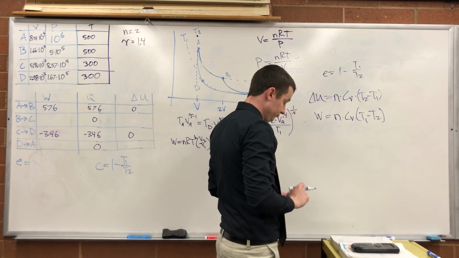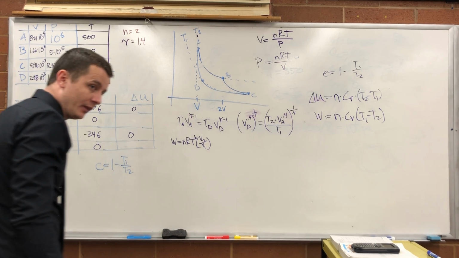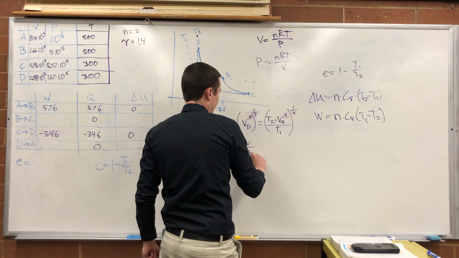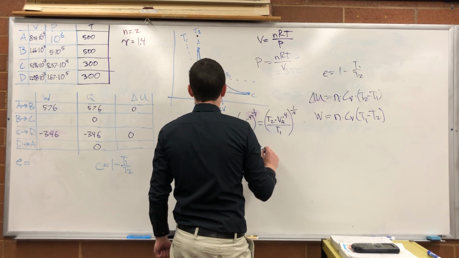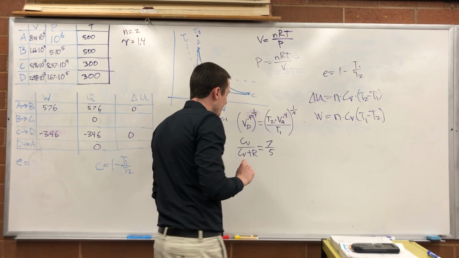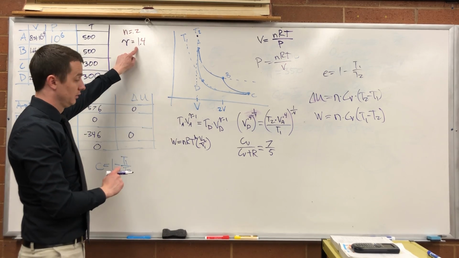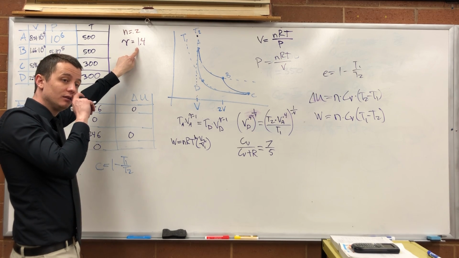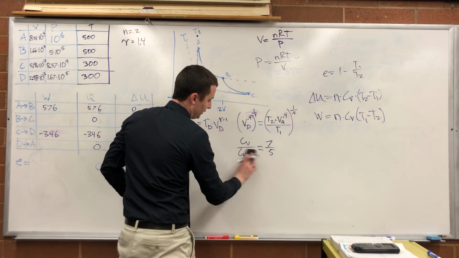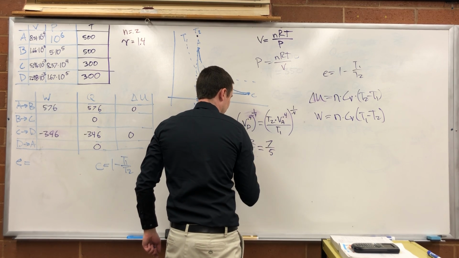Okay, and now, how do we get our Cv? Well, we know that our Cv over Cv plus R is equal to 1.4, which is 7/5, right? Gamma is 7/5, 1.4. Did I do that wrong? Oh, well, it says gamma is Cp over Cv, so you need to flip. Oh, backwards, yeah. Thank you. Bigger number on top. Cv plus R over Cv.